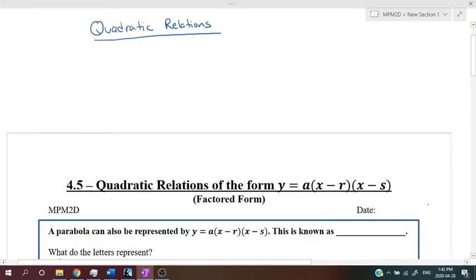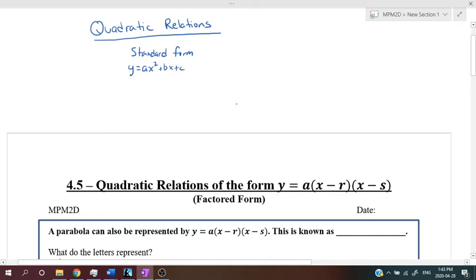Hey folks, we're continuing our unit on quadratic relations and we're going to learn another form. But before we do, I want to review where we've been. You recall at the beginning of the last chapter that we talked about there being three different forms of quadratic relations. So there's the basic standard form, which looks like this.